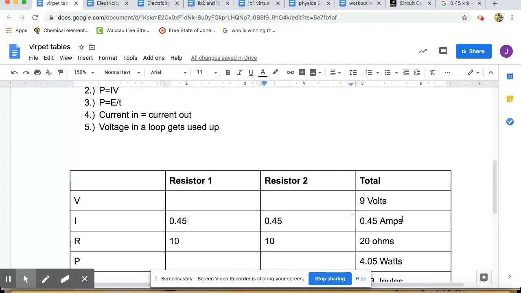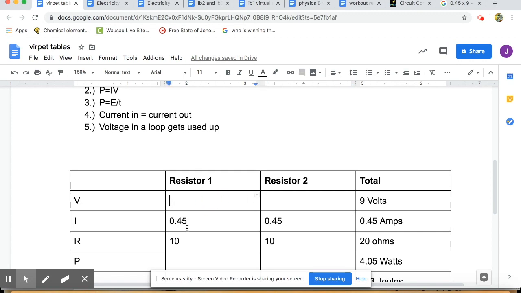Now you notice the total doesn't add up. 0.45 does not equal 0.45, but it's the idea that does. The total current goes to both of these. This one gets the total current, and this one gets the total current. So sometimes you can't just simply add them up for every single scenario, but sometimes you can. And we'll talk more about that in more examples.